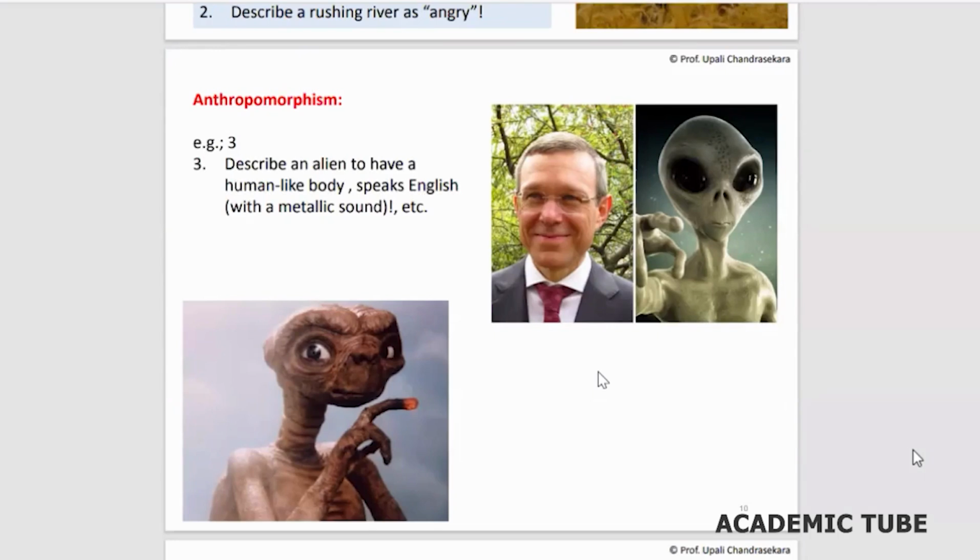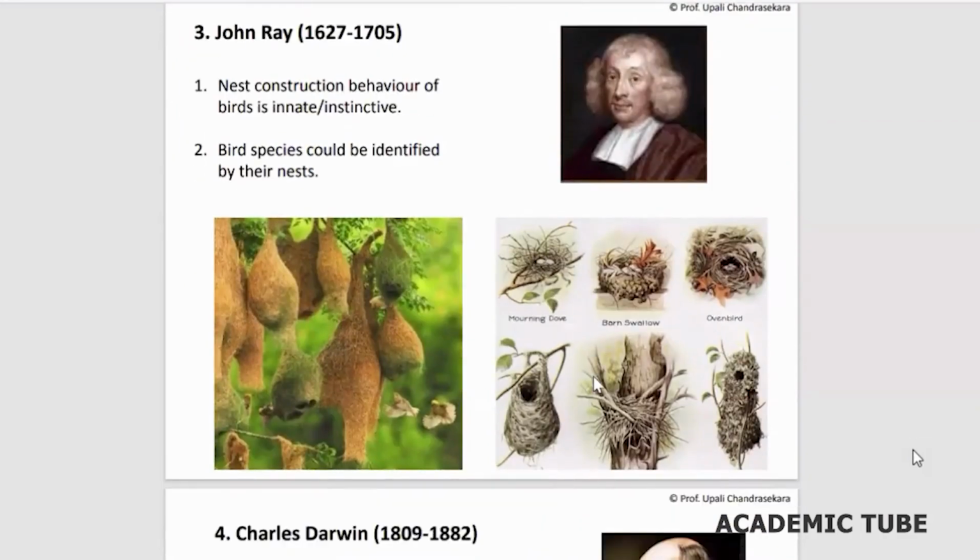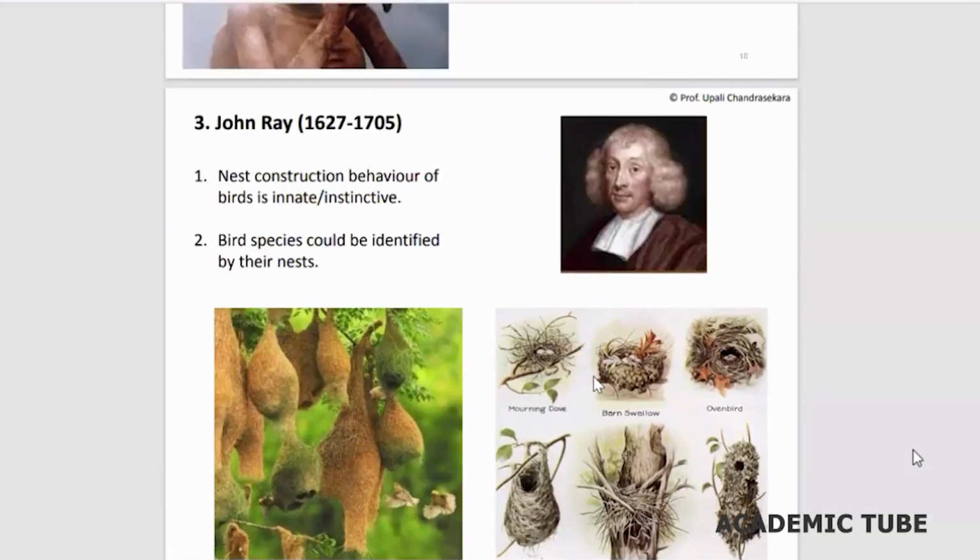And these anthropomorphic views prevailed for a long time because Aristotle was a very important philosopher and no one challenged his ideas. And then the next person, when we go along the history of ethology, is John Ray. John Ray was a British naturalist. Now, he said that the nest construction behavior of birds is innate.